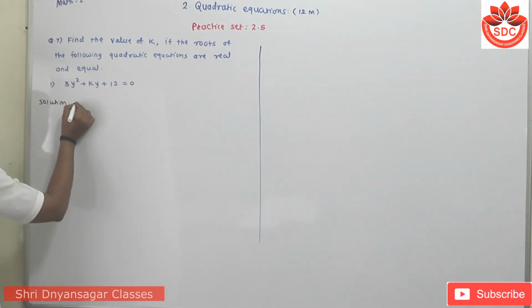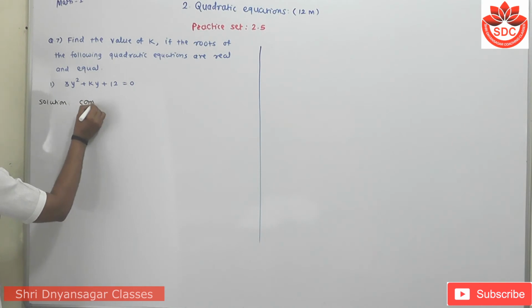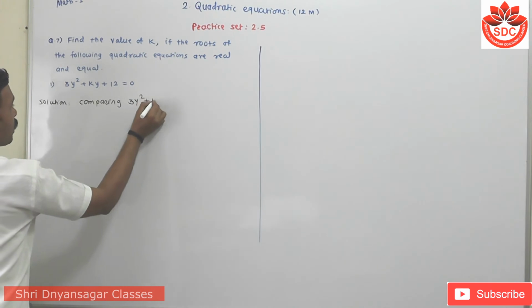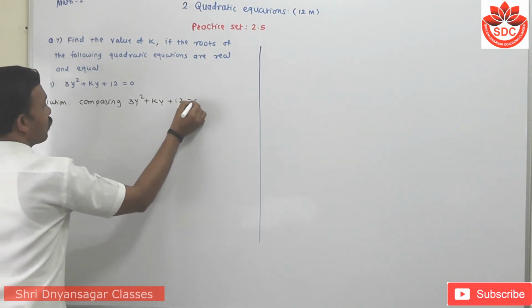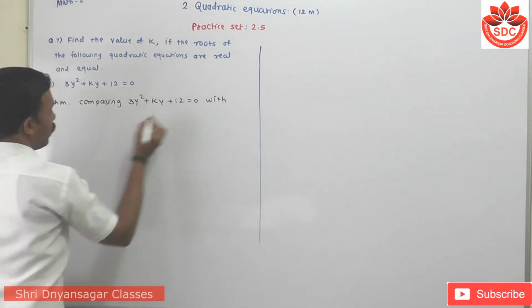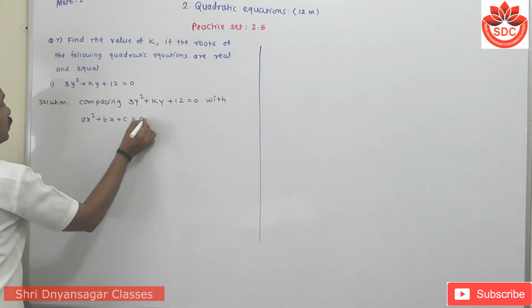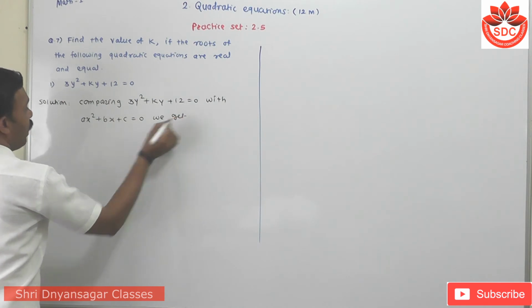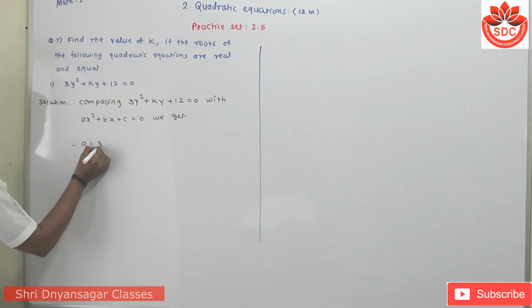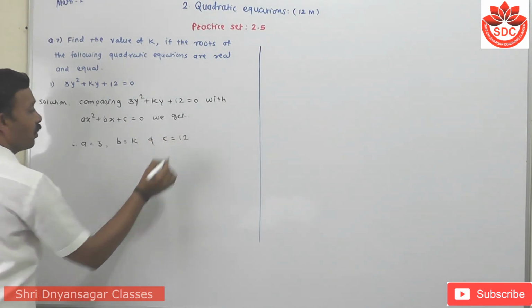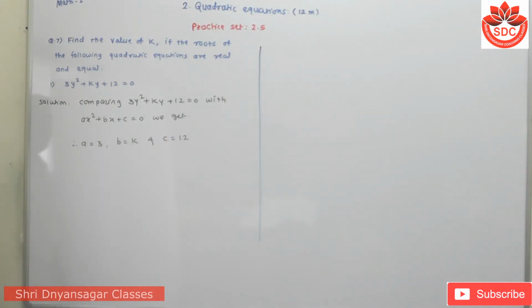Here, comparing 3y square plus ky plus 12 is equal to 0 with the standard form ax square plus bx plus c is equal to 0, we get the value of a is 3, the value of b is k, and the value of c is 12. Okay student, now we have to find out the value of k if the roots are equal.